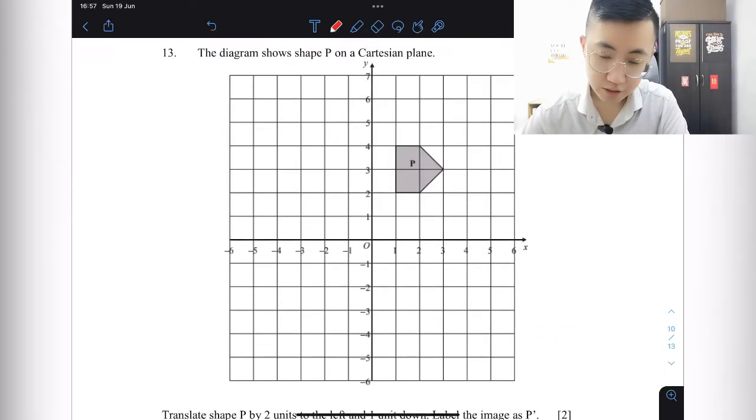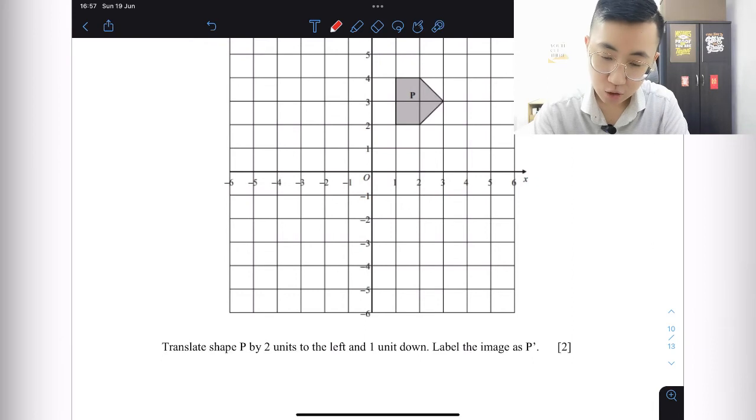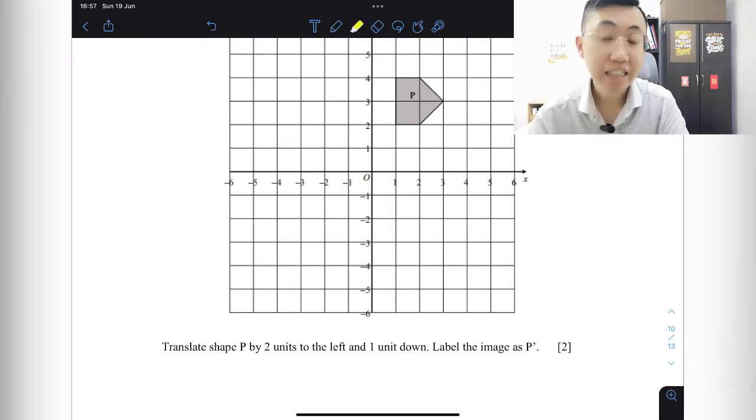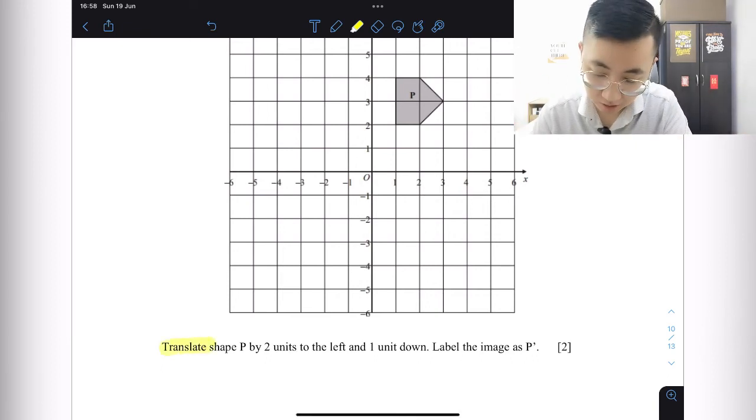Question 13 right now. The diagram shows shape P on a Cartesian plane. Let me see the question. Translate shape P by 2 units to the left and 1 unit down. Label the image as P prime. You need to highlight the things that we are required to do. Translate means you are moving the object. How to move the object: 2 units left, 1 unit down.